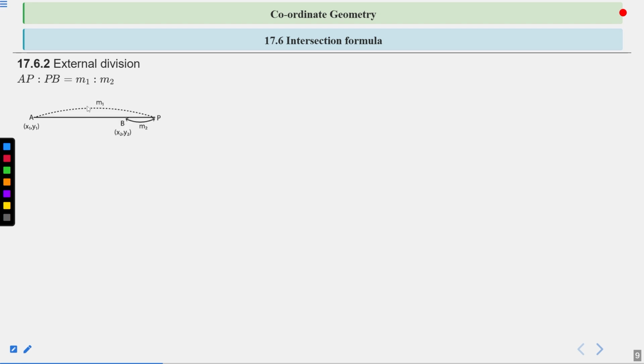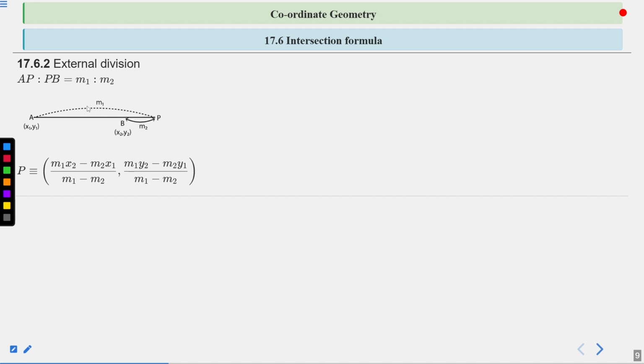So we can see in this diagram, P is the point out of the line AB, and P is also an imaginary point. So the formula for the coordinates of P, x and y, we can calculate as: x equals m1 into x2 minus m2 into x1 upon m1 minus m2. This is the coordinate of x, and the coordinate of y becomes m1 into y2 minus m2 into y1 upon m1 minus m2. So we get the coordinates of P, x and y.